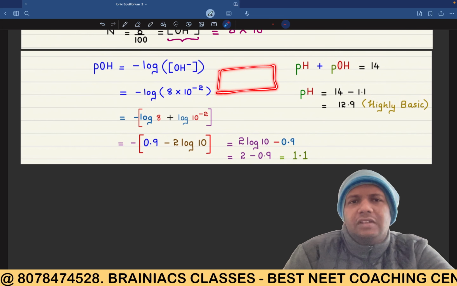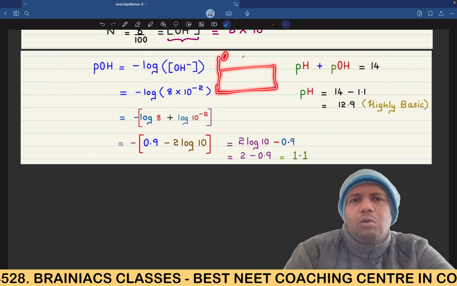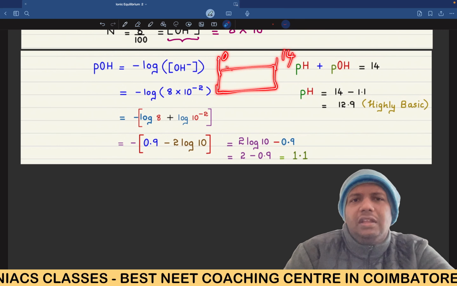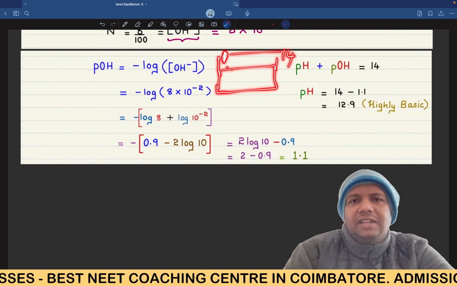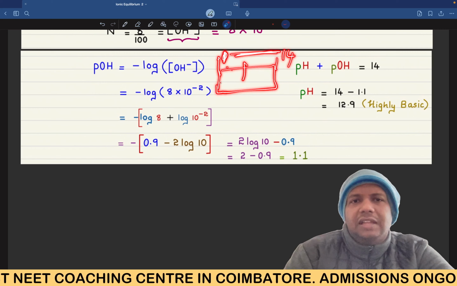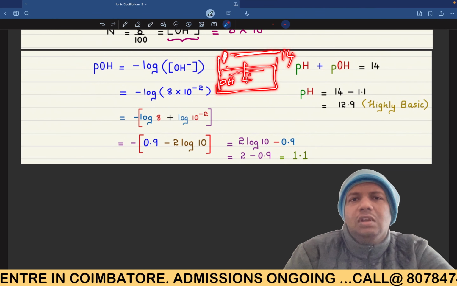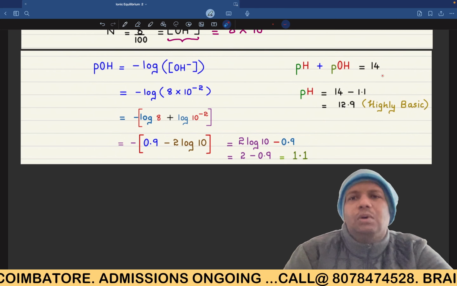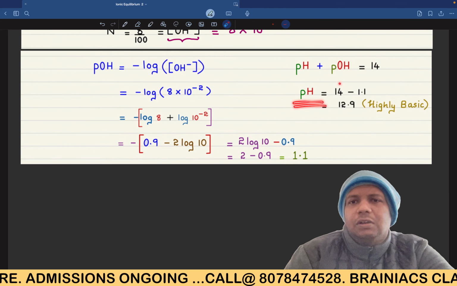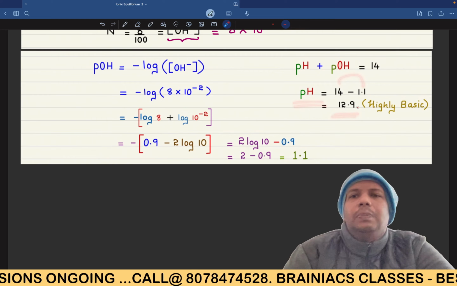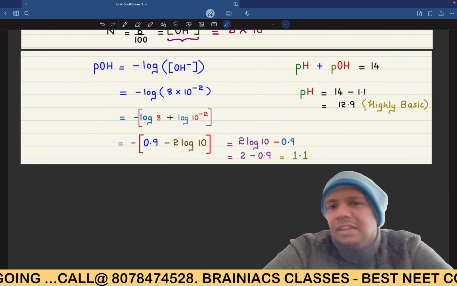Or if you don't even want to learn it, think about the Sorensen scale. It goes from 0 to 14, so 1 to 14 is the total range between acid and base. If you add these two, you should get 14. So pH plus pOH would be 14. So pH is equal to 14 minus 1.1, which is 12.9. I can say it is highly basic in nature.